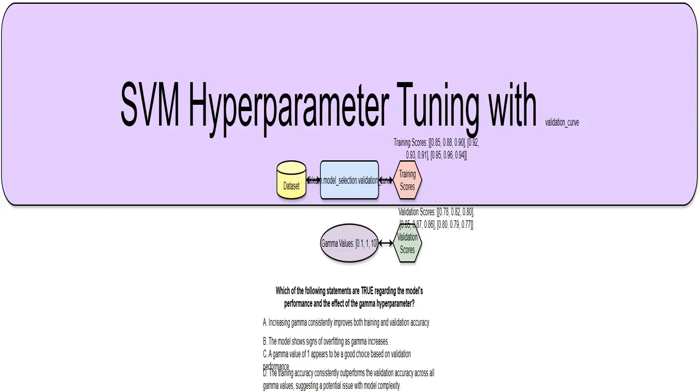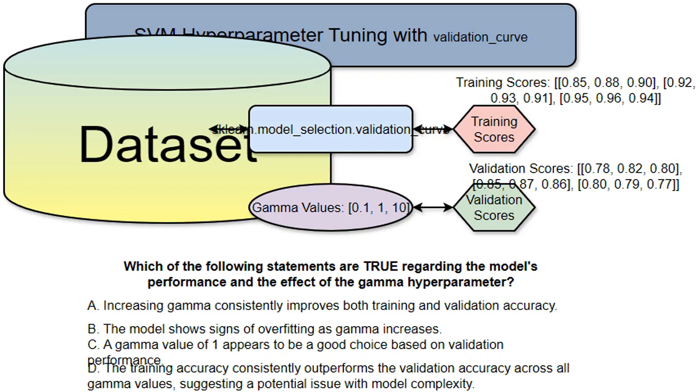This problem involves using the validation_curve function from scikit-learn to find the best setting for the gamma hyperparameter in a support vector machine, SVM, with an RBF kernel. We're basically trying to fine-tune the SVM to get the best accuracy without overfitting. The specific dataset used isn't detailed, but it's important to understand that the results obtained from validation_curve will be dependent on the data used to train and validate the model.